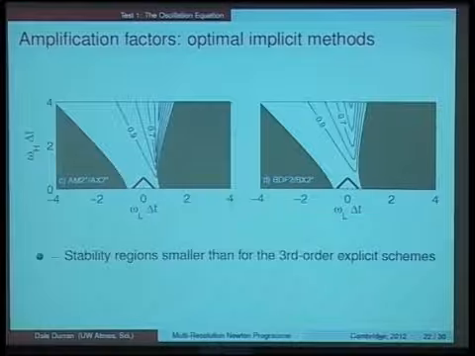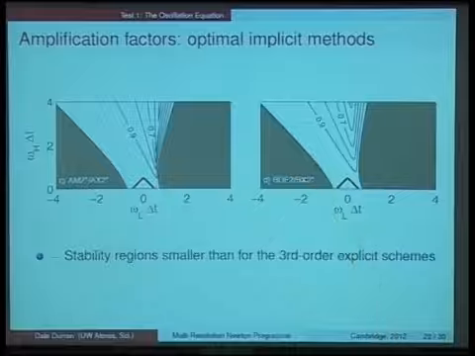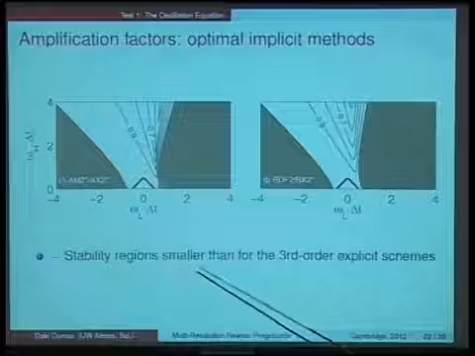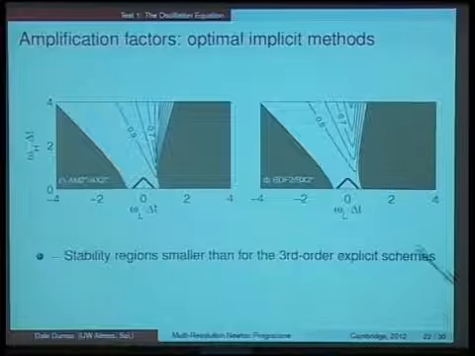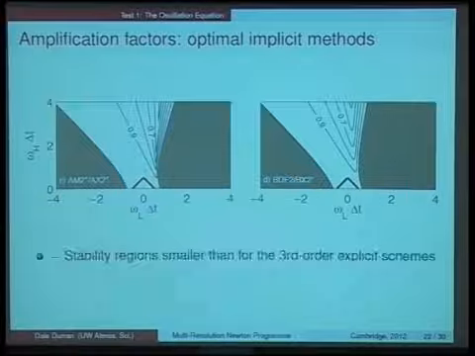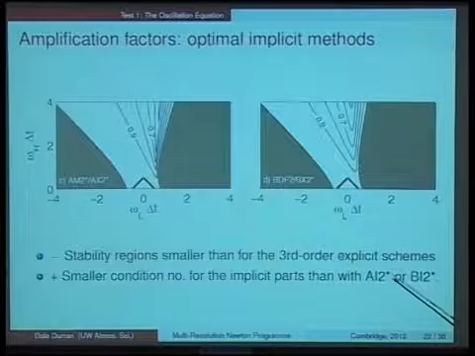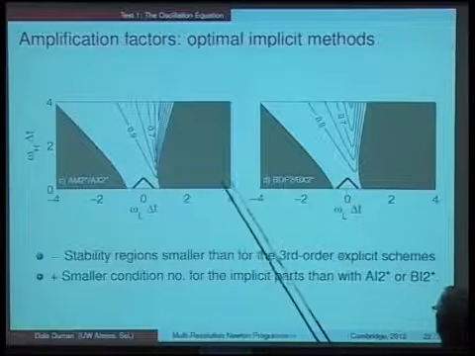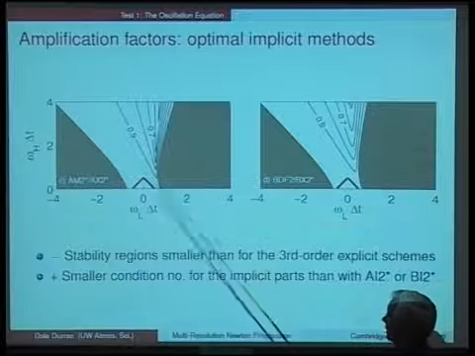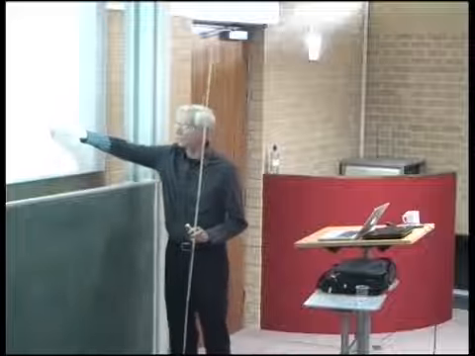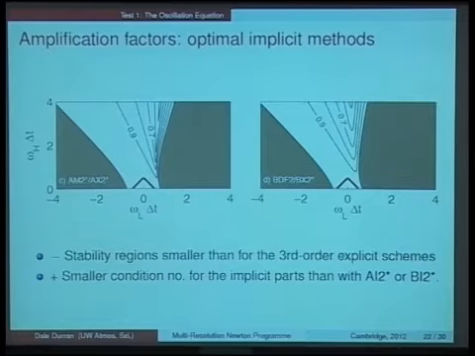So if we compare these two plots to the two we just looked at, a negative is that in both cases, nevertheless, the stability regions are smaller than for the third-order explicit schemes. But the positive is that the condition numbers associated with the implicit parts for these methods are better than the implicit parts for the previous methods, which I had named AI2 star and BI2 star. So in typical problems we seem to get better condition numbers, which will be good for iterative solvers using these approaches.